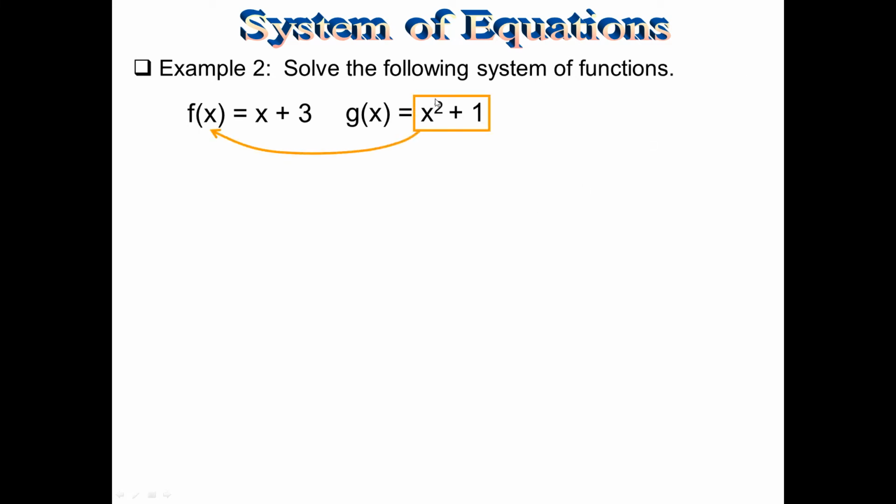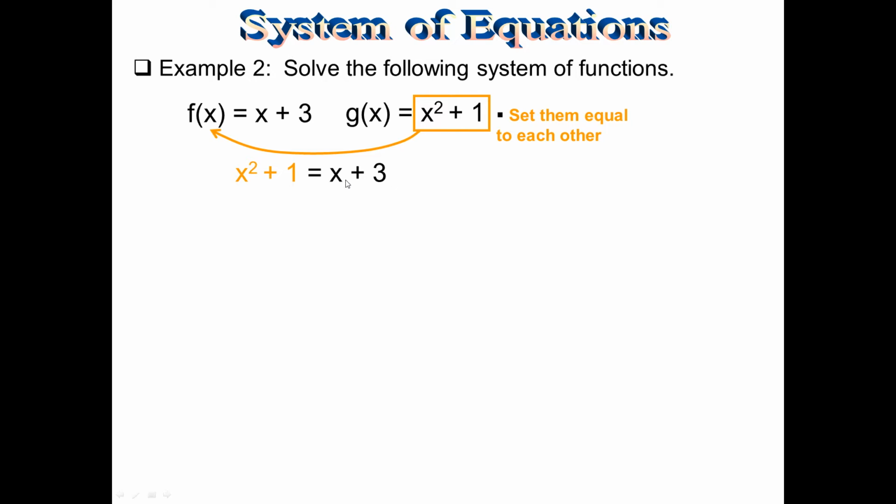Okay, so what I'm going to do here is I'm going to substitute, because this is like y equals x plus 3, and this is like y equals x squared plus 1. So I'm going to substitute this in right here, because if y equals this and y equals that, then that should equal this. So basically what I'm doing is I'm setting them equal to each other. Okay, now we have a quadratic equation, and we have to solve the quadratic equation.